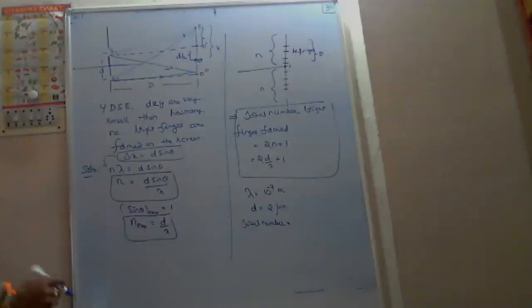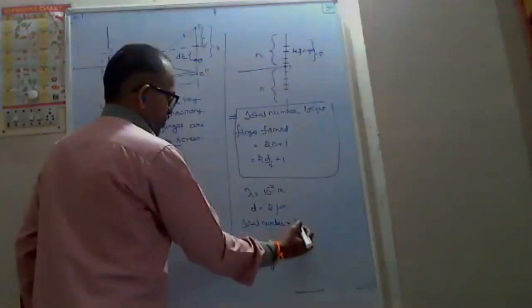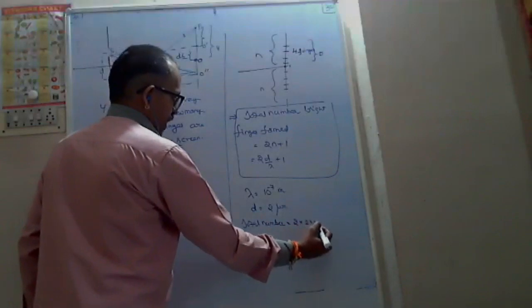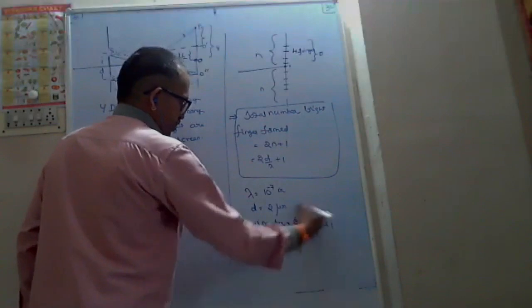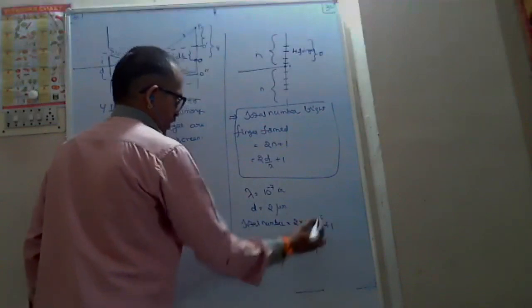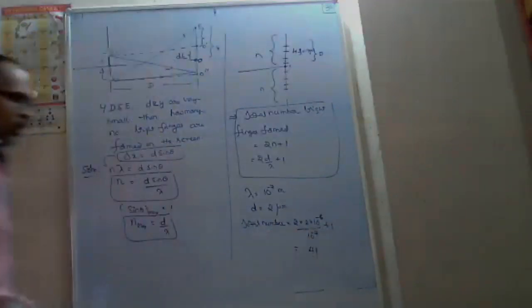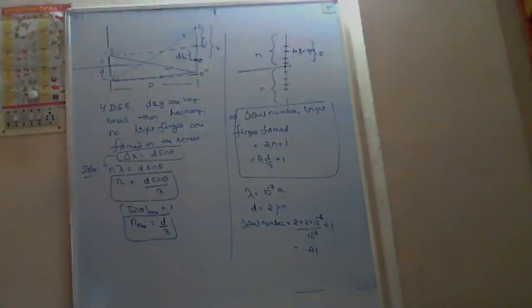Yes, right. The total number, using that formula, we just substitute: 2 micro is 10 power minus 6, divided by 10 power minus 7, plus 1. Plus 1, that is 40 plus 1. Yes, right. That was the question previously given in the exam.